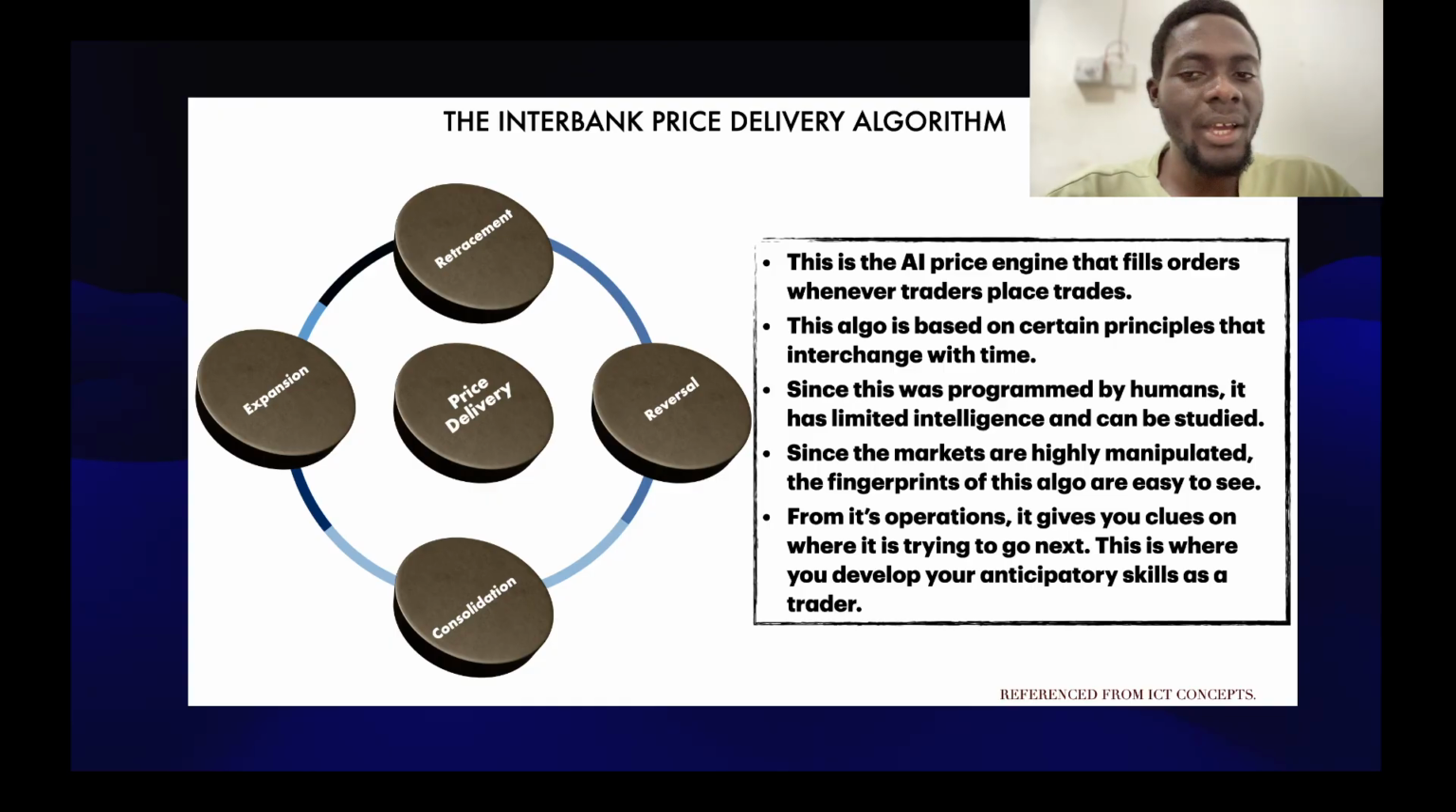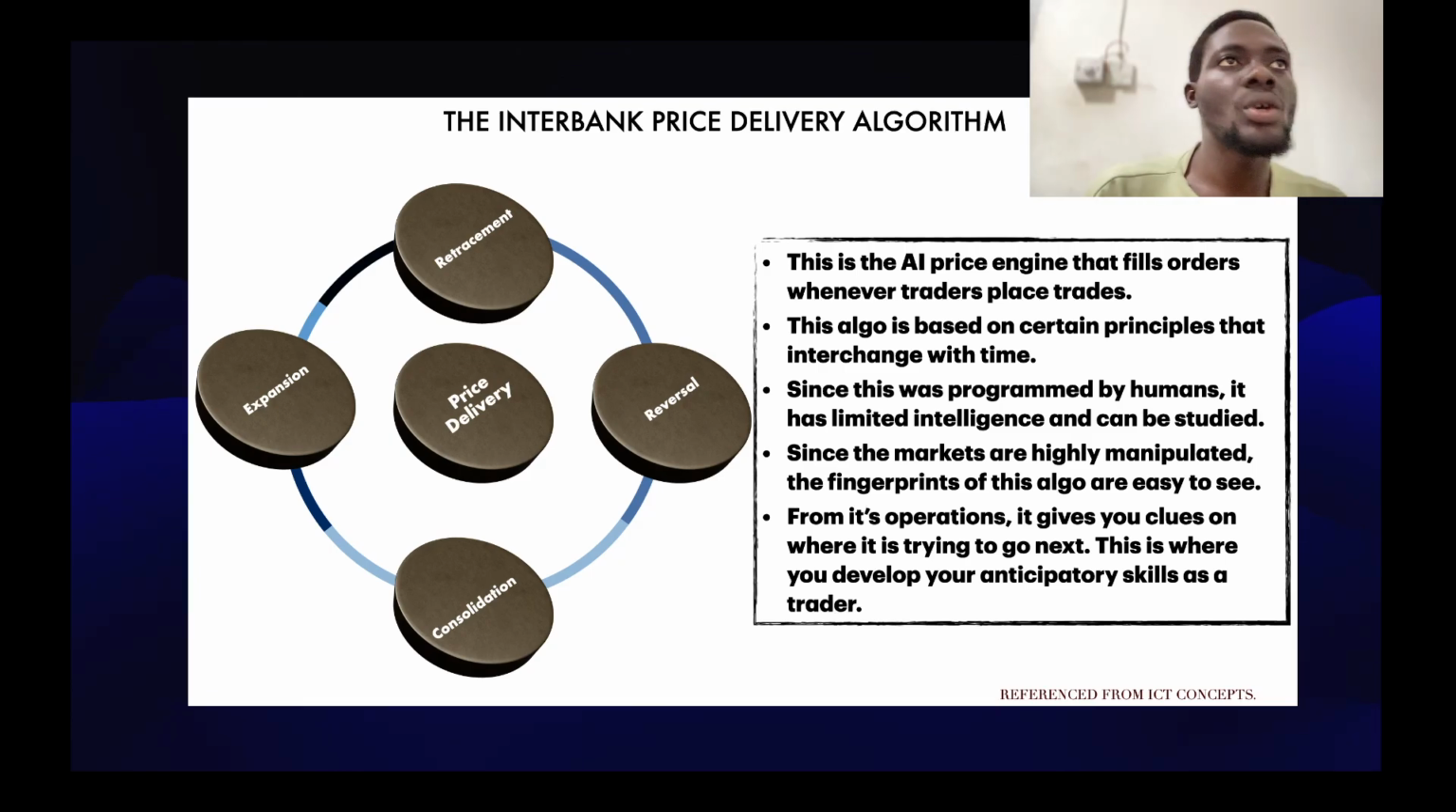So you can see the fingerprint of price in the algorithm. You can see that, okay, at certain points, the market is consolidating. At certain points, it's expanding. At certain points, it's retracing. At certain points, it's reversing. You understand? And from this operation, it gives you clues on what it's trying to do next.